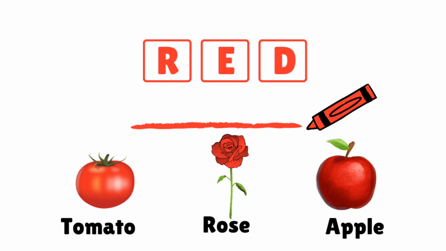Our next color is red. Red. Let's spell it. R, E, D. Red. Things that are red are tomato, rose, and apple. Red.